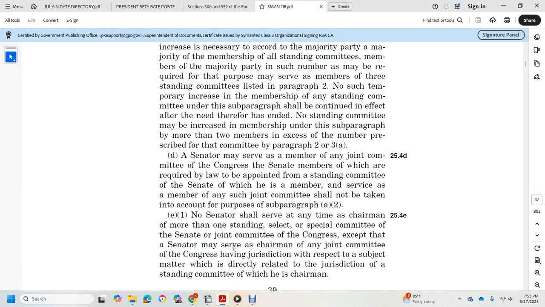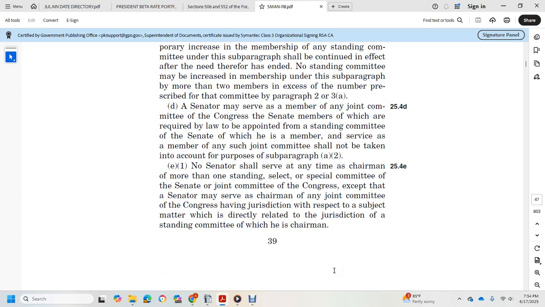No senator shall serve at any time as chairman of more than 1 standing, select, or special committee of the Senate, or joint committee of the Congress, except that a senator may serve as chairman of a joint committee of the Congress having jurisdiction with respect to a subject matter which is directly related to the jurisdiction of the standing committee for which he is chairman.